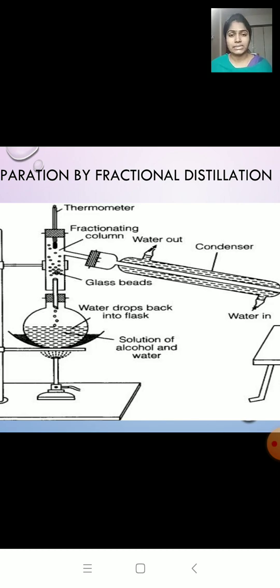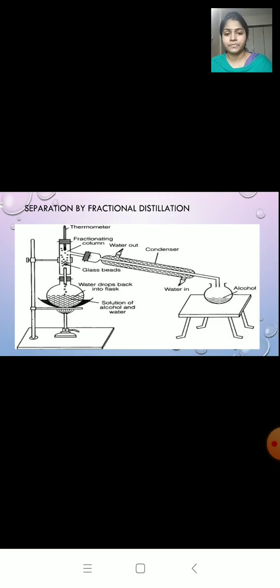Water will not distill. Once the complete alcohol is separated, or distilled out, we can place a new beaker. Again, when the temperature rises to 100 degrees Celsius, the water will form into vapors. That vapor will pass through the condenser. In the condenser, the water jacket will cool the vapors and they will turn into water. And that water can be collected separately. So this is how fractional distillation works.